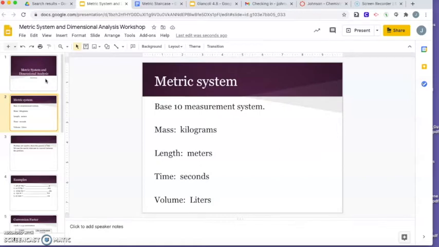In the SI system, they use cubic meters. I like liters better because most things we deal with will be in liters and milliliters. So those are the base units. Those are the four main measurements that we're going to be concerning ourselves with.